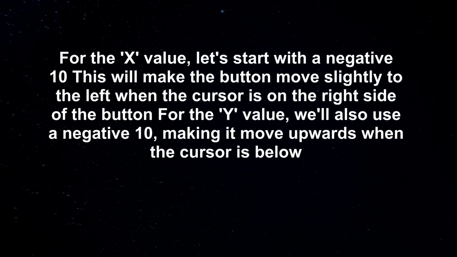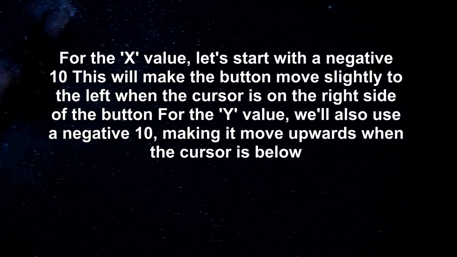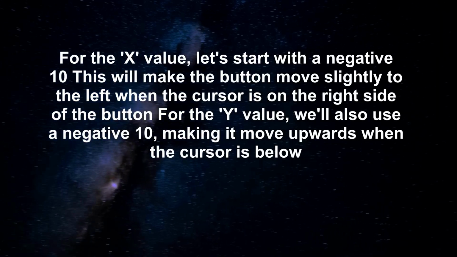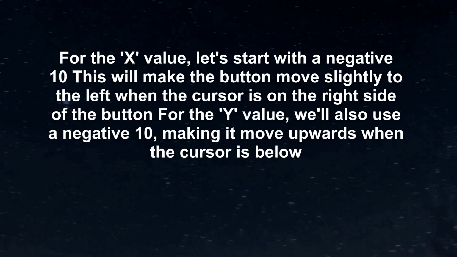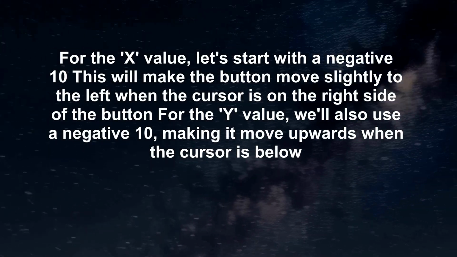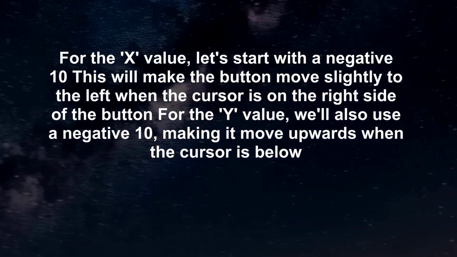For the X value, let's start with a -10. This will make the button move slightly to the left when the cursor is on the right side of the button. For the Y value, we'll also use a -10, making it move upwards when the cursor is below.